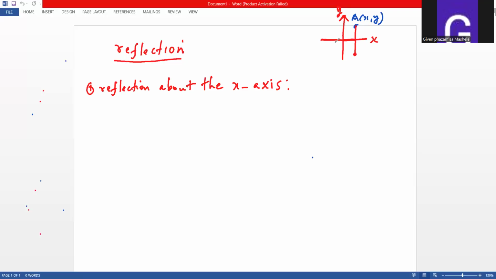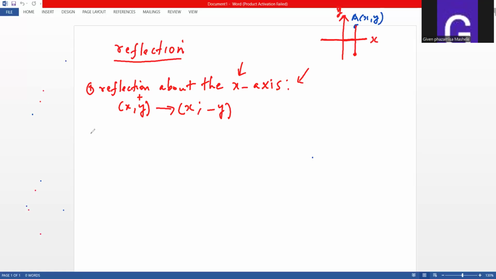So you see that if we are reflecting about the x-axis, the value of x will not change. If we have x and y, reflection about the x-axis will not change the x, it will only change the y. If the y value was positive, now it will become negative. If it was negative, now it will become positive. So this is reflection about the x-axis. What changes is the y value.